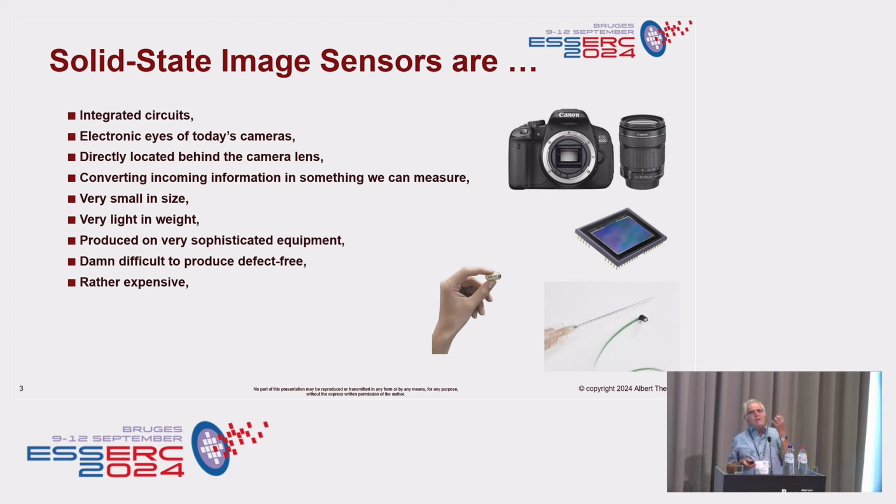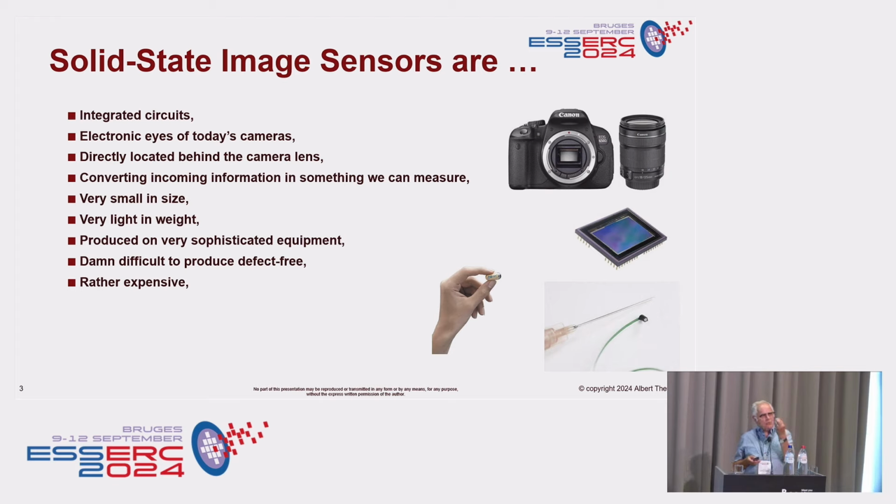Why are they placed directly behind the lens? Because they have to convert the incoming information, in this case light, into something that we can measure, something that we can manipulate, a signal that we can work on, process, so to say. Image sensors are very small in size and very light in weight. One of the smallest cameras shown here is 1 millimeter by 1 millimeter by 1 millimeter, and it is used for endoscopes. In this particular case, this extremely small camera is used for a bronchoscope that goes deep inside your lungs.